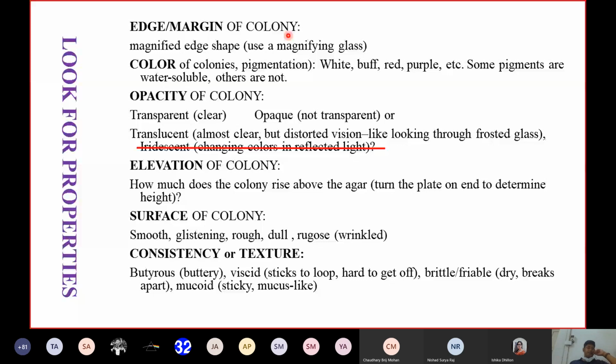Opacity: transparent, opaque, and translucent. Forget about iridescent, you don't use that over here. Just remember transparent, translucent, and opaque. Elevation, that we have already seen: elevated, not elevated, flat, umbonate, crateriform, that we have already seen in the pictures. Surface: smooth, glistening, dull, rugose, that is wrinkled, that we have already seen. And consistency, that we can see by touching it, whether they are butyrous, or viscid, or mucoid, or very brittle. Some bacteria produce very brittle colonies. If you touch them, they will break.